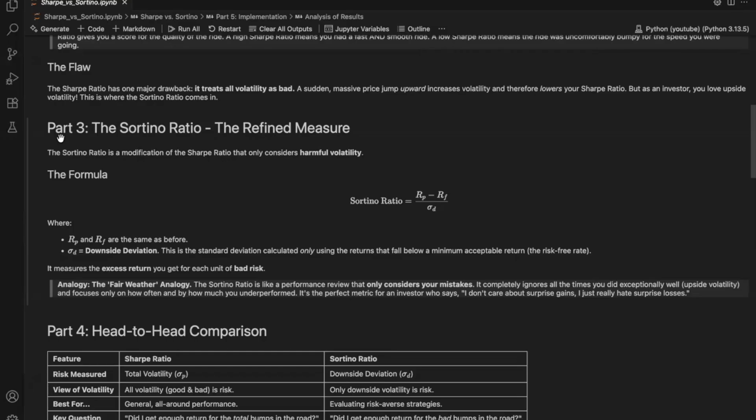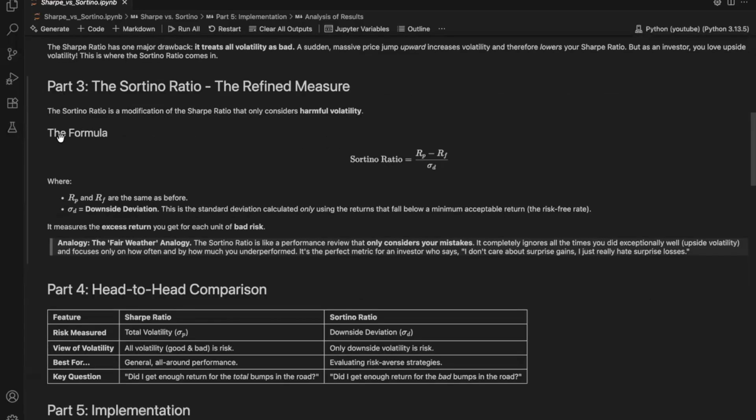Now let's try a fair weather analogy. The Sortino ratio is like the performance review that only considers your mistakes. It completely ignores all the times you did an amazing job and focuses only on how often and how much you underperformed. It's the perfect metric for an investor whose main goal is to avoid losses.